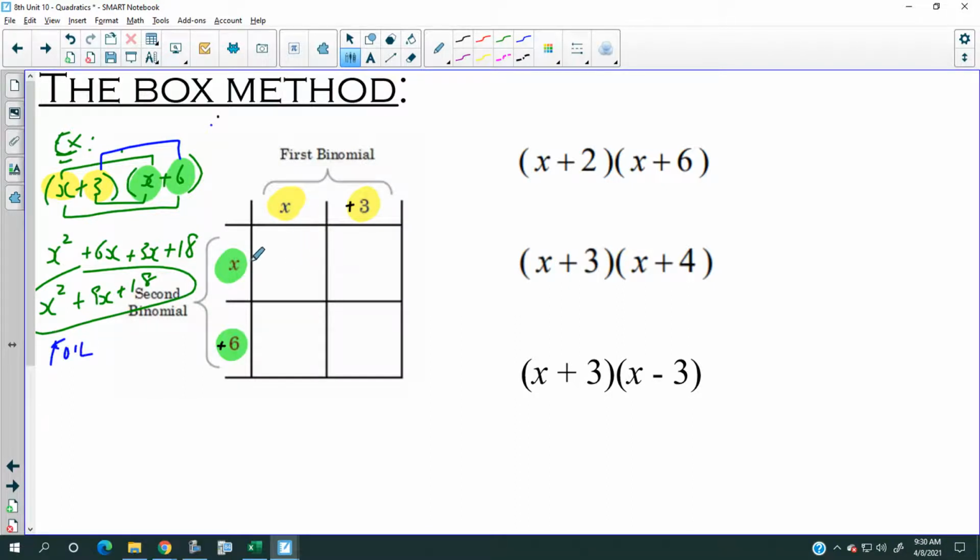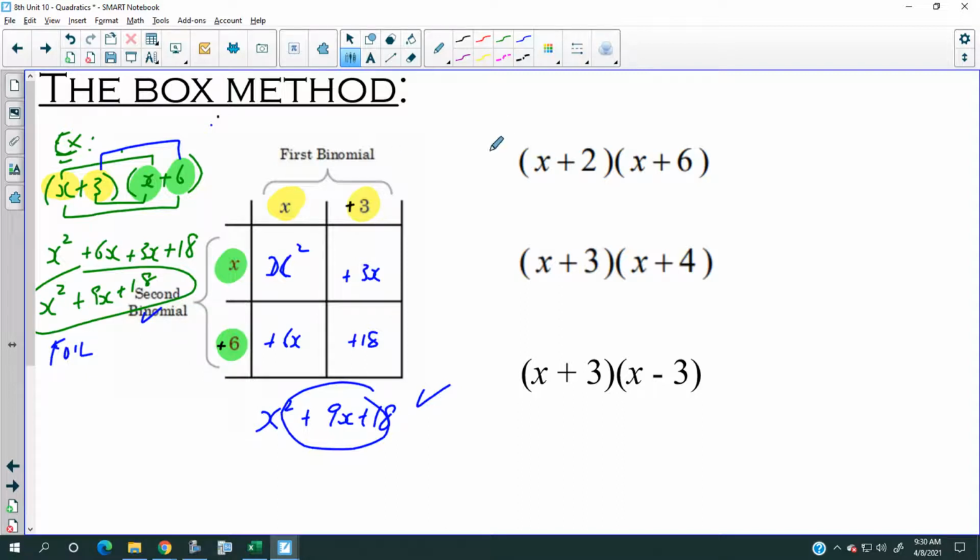With boxes. So anyways, x times x is x squared. x times 3 is 3x, so plus 3x. x times 6 is positive 6x, and then 6 times 3 is positive 18. If you combine these two like terms, that's plus 9x plus 18. Same answer. I'm going to leave it here.